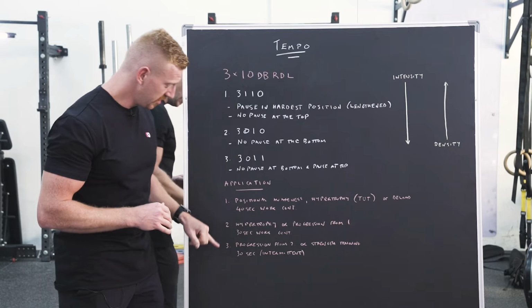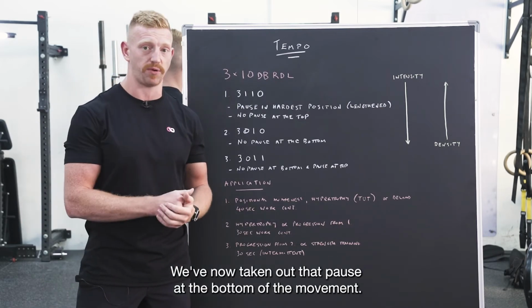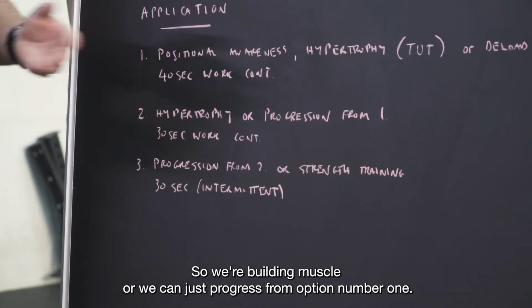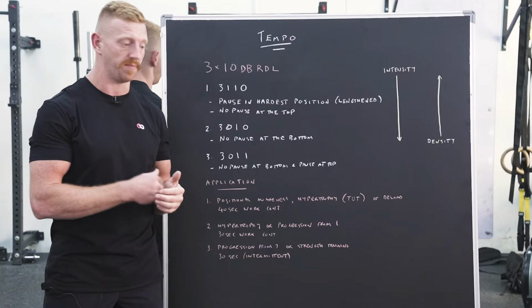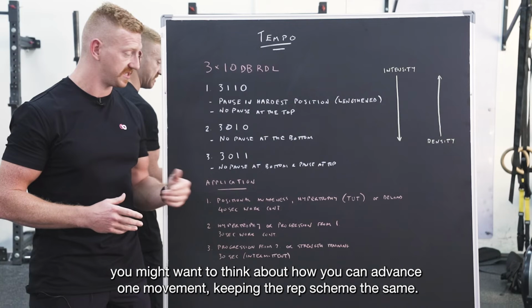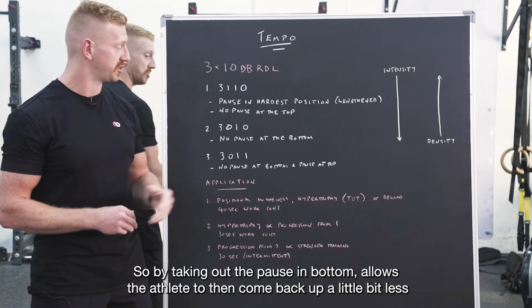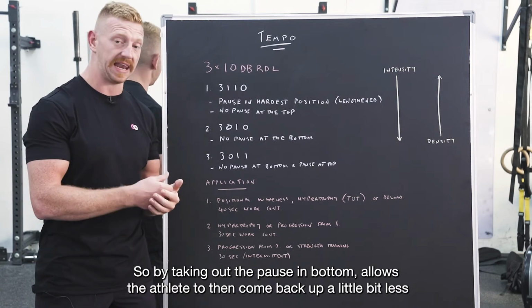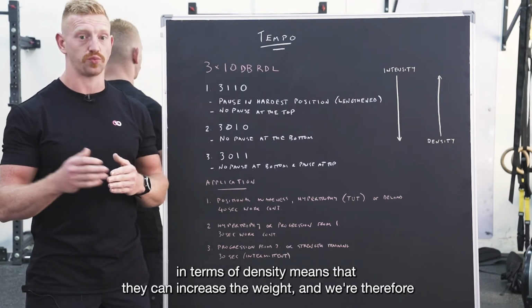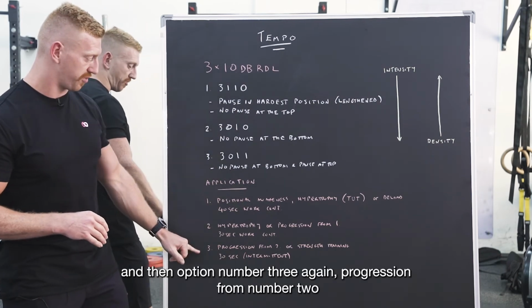Option number 2, so 3-0-1-0, we've now taken out that pause at the bottom of the movement. So essentially, we can still use that for hypertrophy, so we're building muscle, or we can just progress from option number 1. Now, why that is good is essentially as you're trying to progressively overload through a program, you might want to think about how you can advance one movement, keeping the rep scheme the same. You can just change the tempo. So by taking out the pause in the bottom, it allows that athlete to then come back up. A little bit less in terms of density means that they can increase the weight, and we're therefore increasing the intensity as opposed to the density.